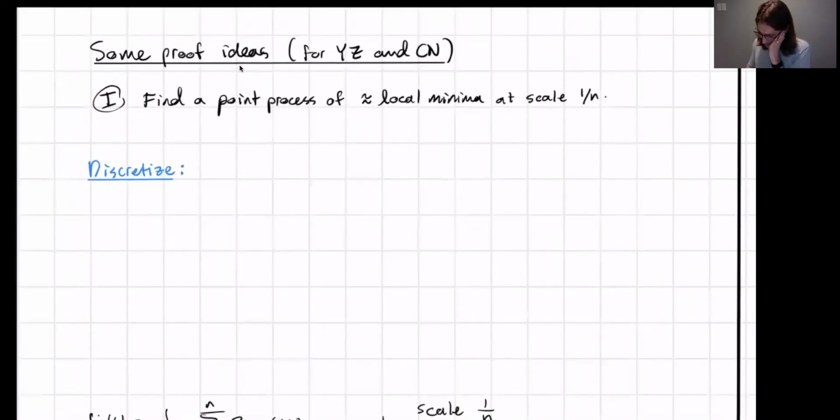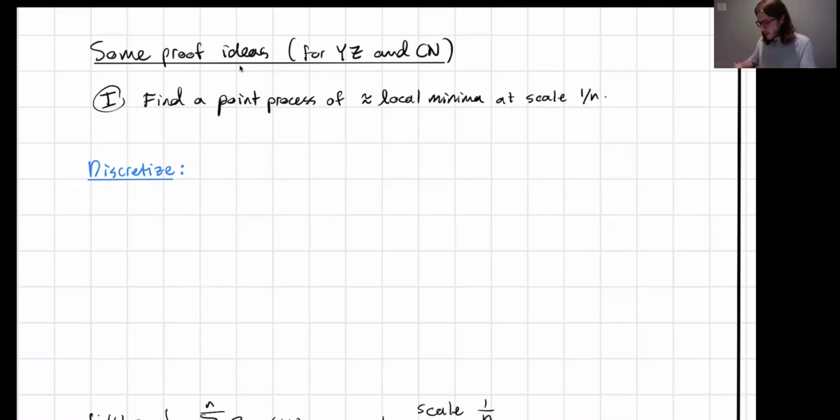Okay, so now we'll talk about some of the ideas, and I want to spend some time talking about Yakir and Zeitouni's work, because it's a really nice argument. So I'll be talking about both. The first step is kind of common to both of our arguments. Our approach to this problem is to find a point process approximation.